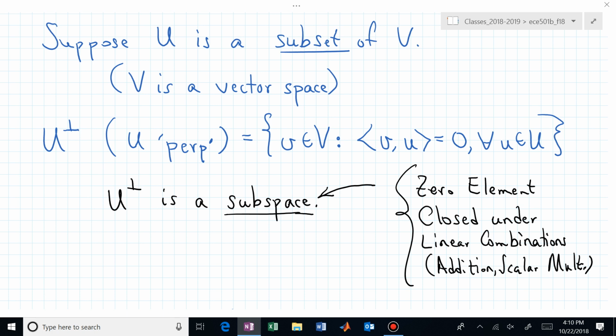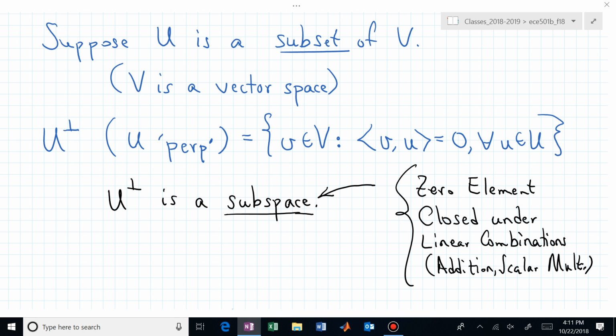because the 0 vector is always orthogonal to everything. So you have the 0 element in U perp, and you can show that you have linear combinations, that U perp is closed to linear combinations of vectors in that subspace, or it's closed under addition and scalar multiplication.